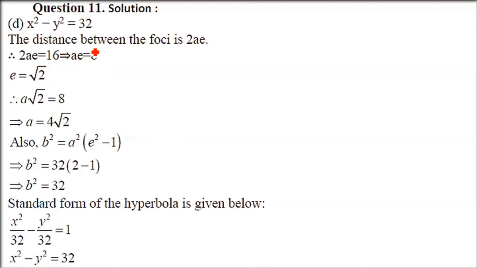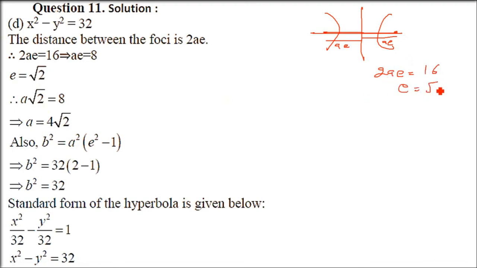Question number 11. The distance between the foci of a hyperbola is 16 and the eccentricity is root 2. Then the equation of the hyperbola is. So the distance between the foci is 2AE. This is focus 1, this is focus 2. What is the distance between them? This side it's AE, that side it's AE. So it's 2AE, and in the question it is given as 16. Eccentricity is also root 2, so a can be found out.